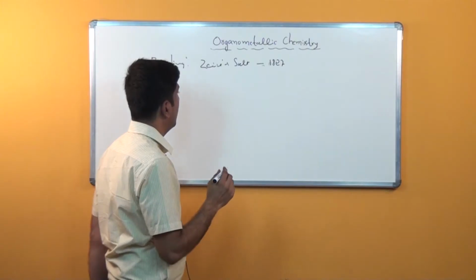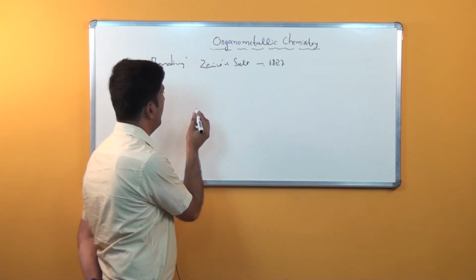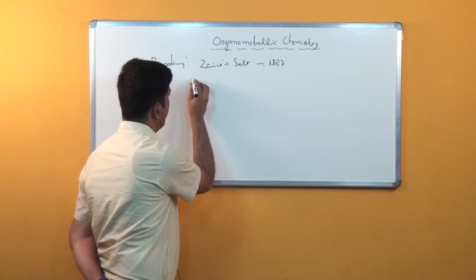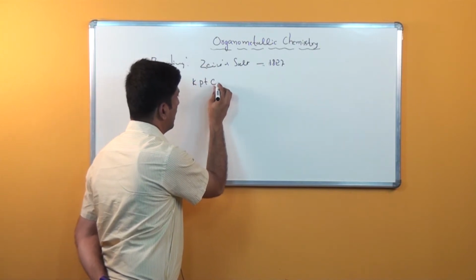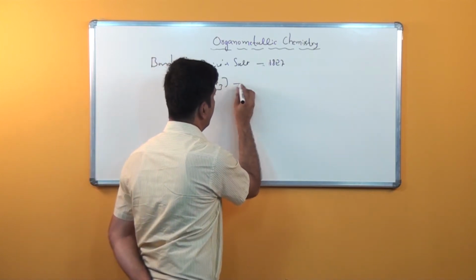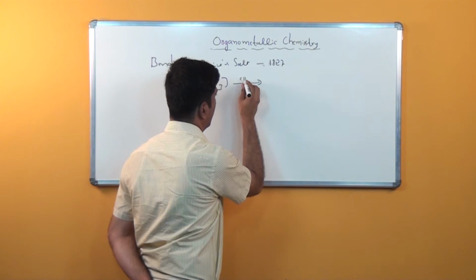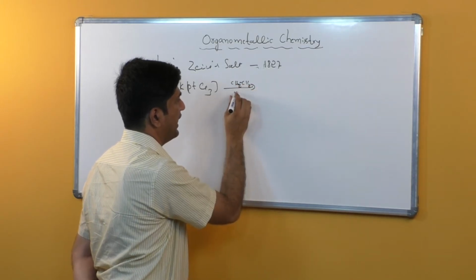He prepared this compound using potassium platinum salt and ethylene molecules, with ethylene in the presence of HCl.